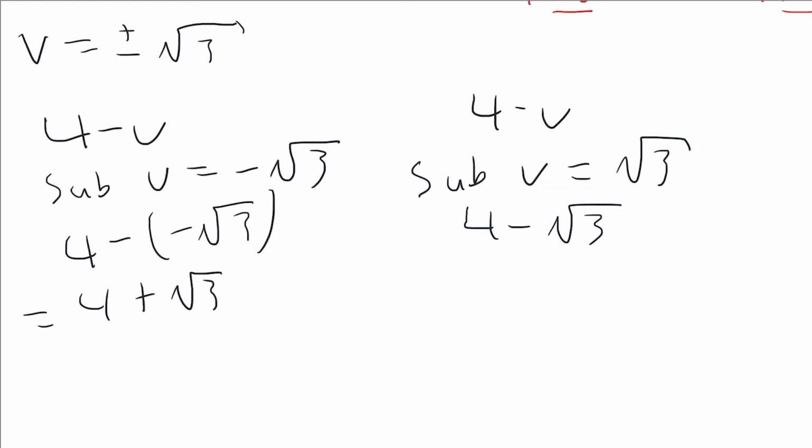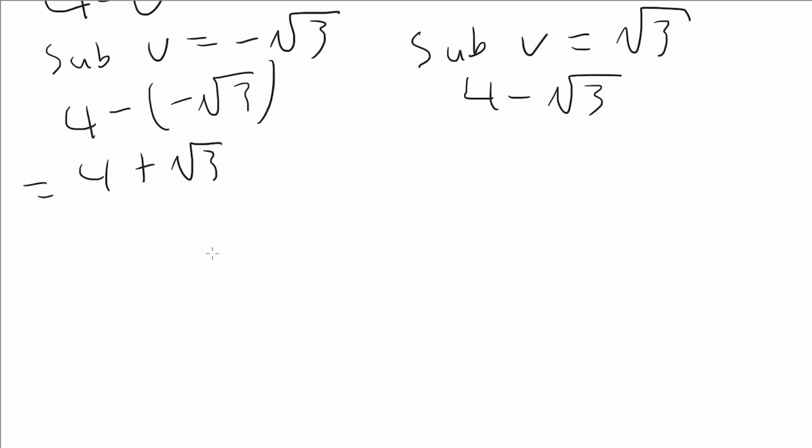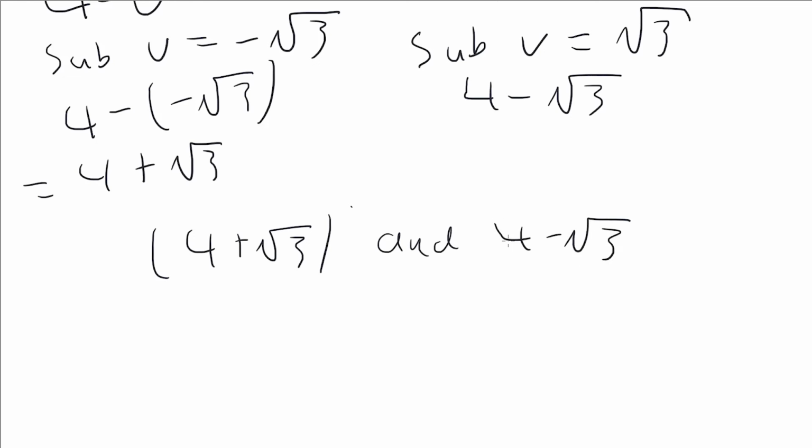So our two solutions are actually 4 plus the square root of 3, and 4 minus the square root of 3. I know the brackets are unnecessary, but just trying to make that clear.